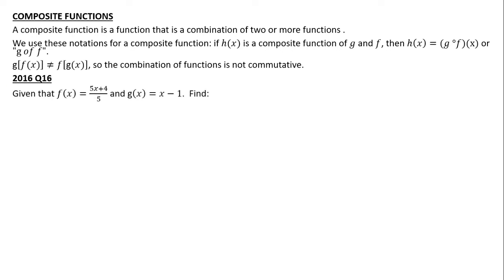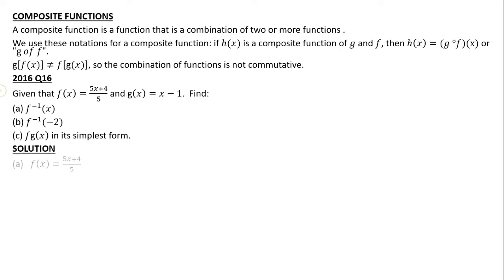2016. Given that f of x is equal to 5x plus 4 divided by 5 and g of x is equal to x minus 1, find f inverse of x, f inverse of negative 2, f of g of x in its simplest form. So we'll start. f of x is equal to 5x plus 4 divided by 5. Where there's f inverse of x, replace a y. So we'll say y is equal to 5x plus 4 divided by 5. Make x the subject of the formula.